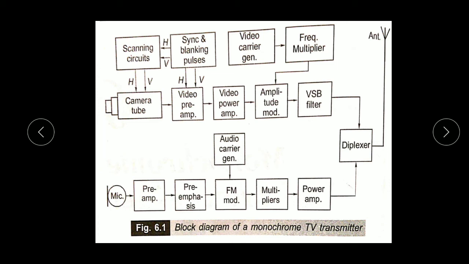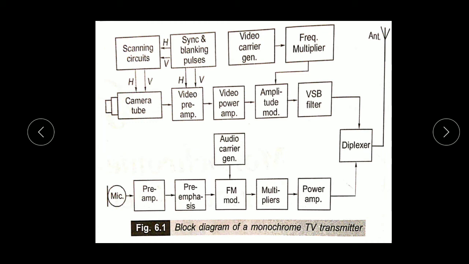Then comes the audio carrier generator. In that case we use frequency modulation, FM, but in the video signal we use the amplitude modulation scheme. Then a multiplier enhances the power level of the audio signal and sends it to the diplexer. Both the audio band and video band are simultaneously transmitted to the antenna, and the antenna radiates the complete signal.